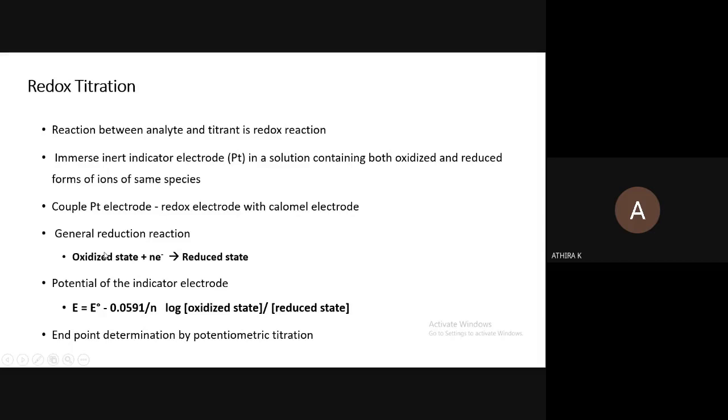Then how will the reaction be? There will be an oxidized state, Fe3+, which gains a number of electrons to give a reduced state. We are taking a solution containing ions in the oxidized and reduced forms. The oxidized state gains electrons and gets reduced. This is the general reduction reaction that will be happening during redox titration.